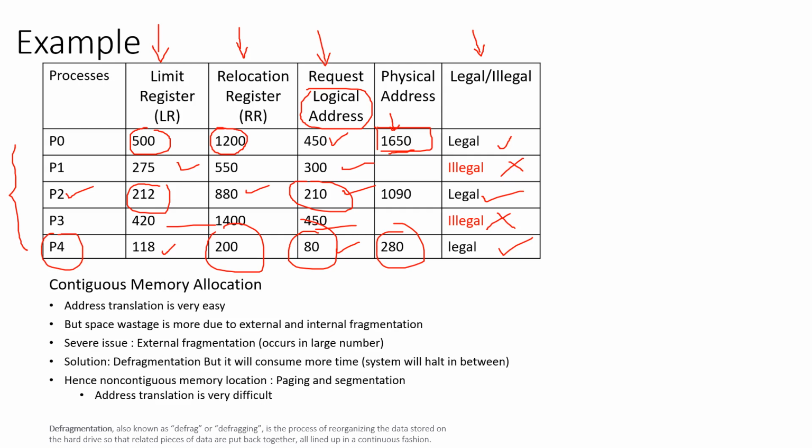Okay. So in contiguous memory allocation, address translation is very easy, but space wastage is more due to external and internal fragmentation. External fragmentation is a severe issue as it occurs in large number. Defragmentation is a solution to overcome external fragmentation, but it will consume more time and hence the system will be in a halt state in between. Hence, a non-contiguous memory allocation technique is used, which is also known as paging and segmentation. But in this, address translation is very difficult.